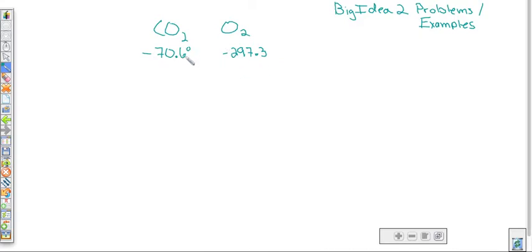So what if you were asked to explain why this has a boiling point of negative 70 and why this has a boiling point of negative 297? What would you say? Well, first of all, if you're going to look at the structure here, you want to identify when we have polar, nonpolar. Anything that's going to be gas at room temperature, for the most part, you can be mostly sure that it's going to be a nonpolar covalent. So both of these are nonpolar covalents. CO2 has this structure right here, and O2 has this structure right here.